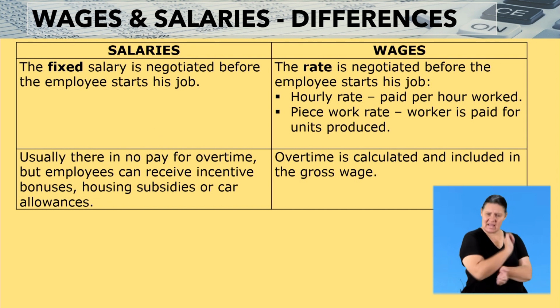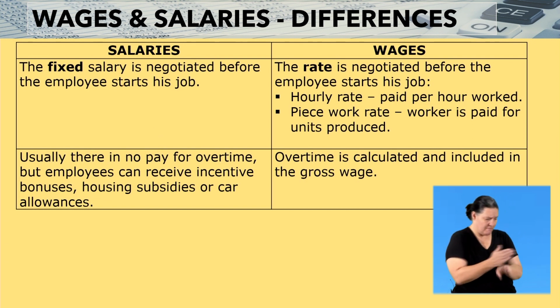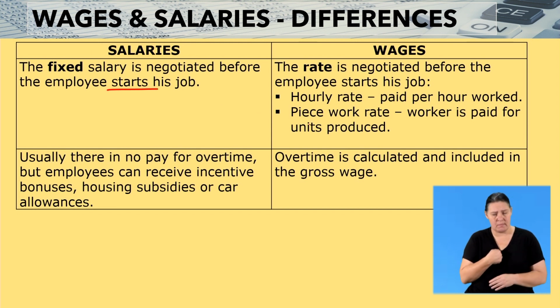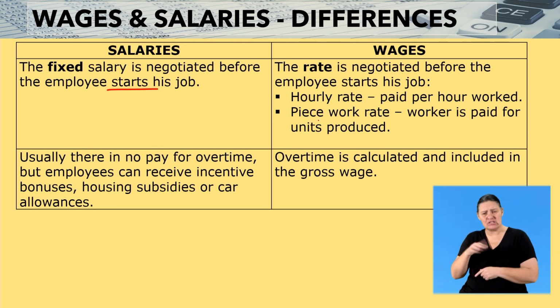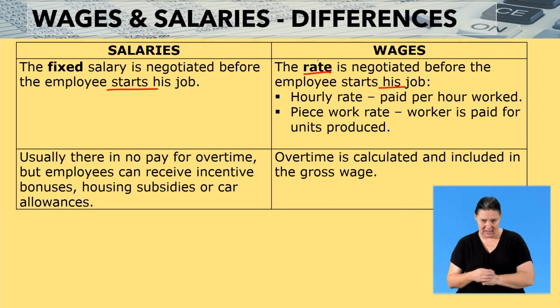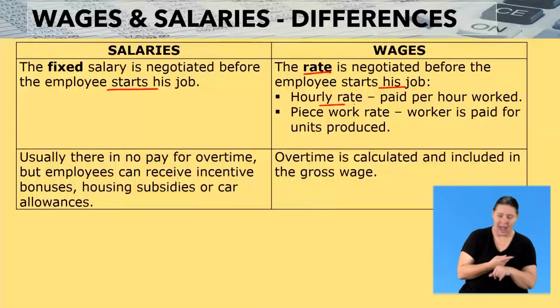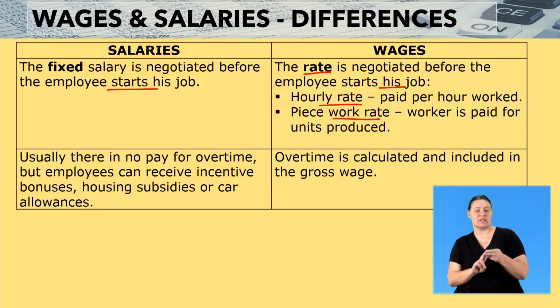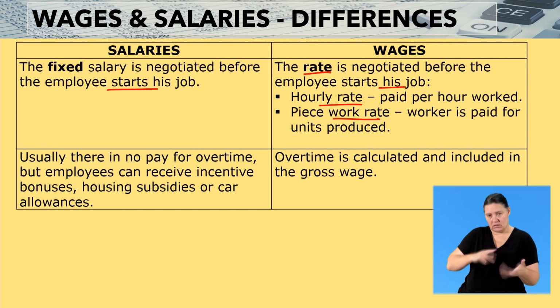Salaries are a fixed salary negotiated before the employee starts his job. But with wages, there is a rate that is negotiated before the employee starts his job. So the key aspect is that there is a rate. And that rate can be an hourly rate, whereby you are paid per the hours that you would have worked, or a piece rate, that is, you are paid according to the units produced, the amount of work that you would have done.